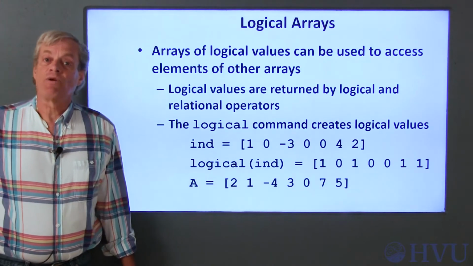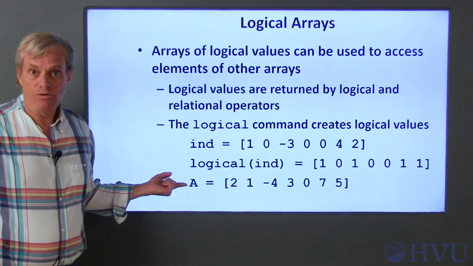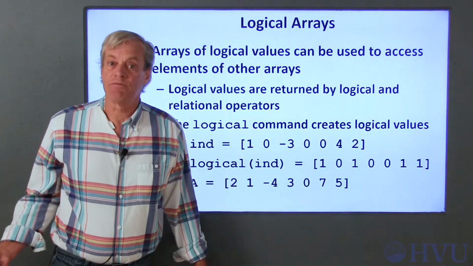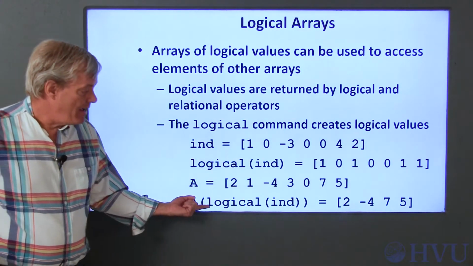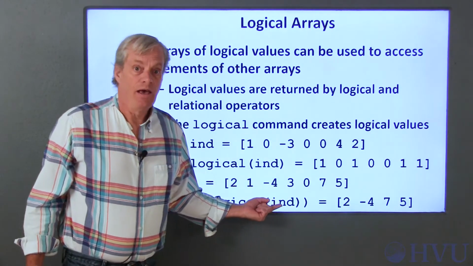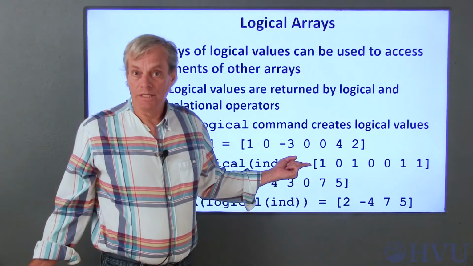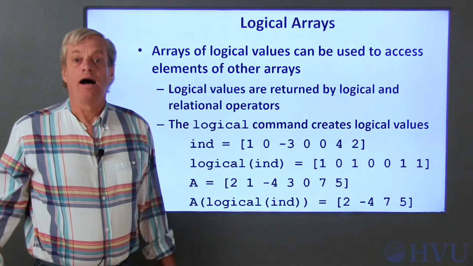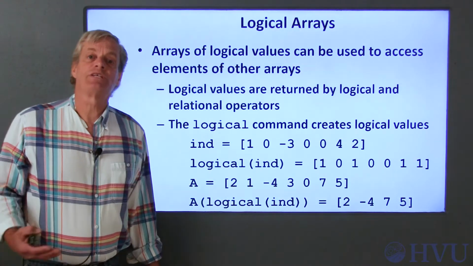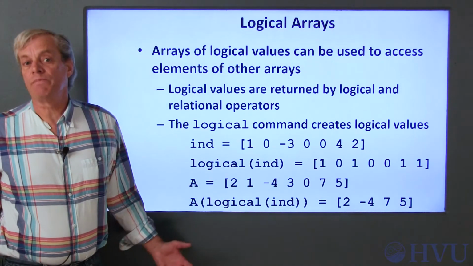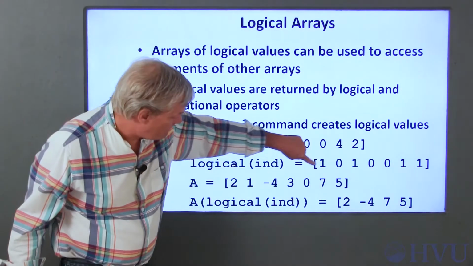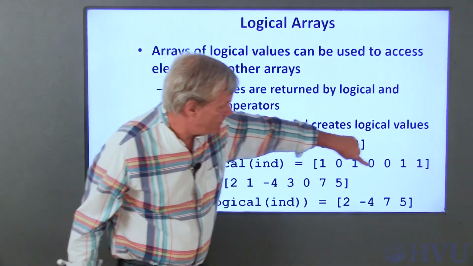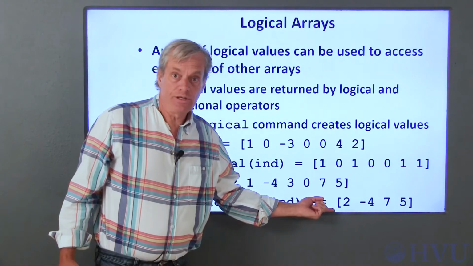Now suppose I have an array A containing these values. I can use the logical values here to access specific elements of the array. So if I type A of logical of IND, this logical array of 1s and 0s is used to select elements of the A vector. Octave's interpretation of this is that you want to extract the elements of A that correspond to true indices. So the values 2, -4, 7, and 5 are returned.